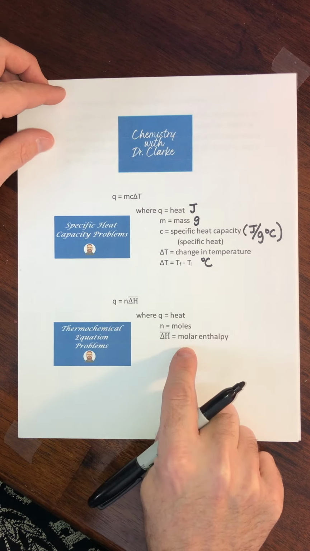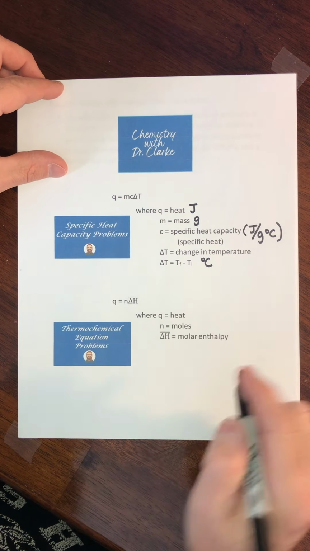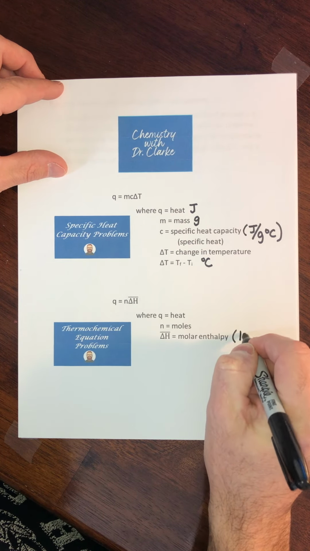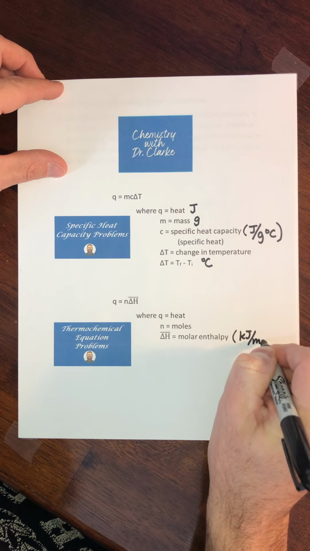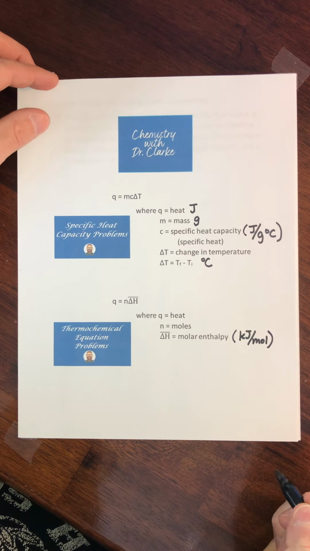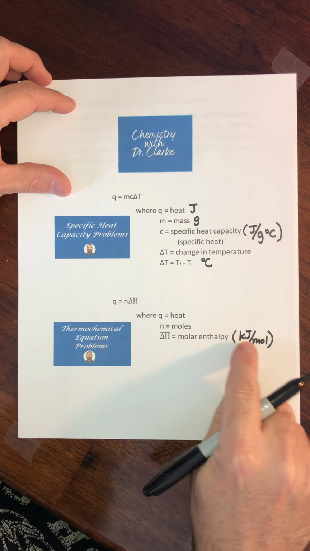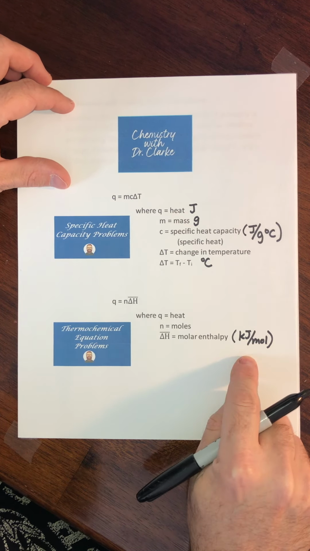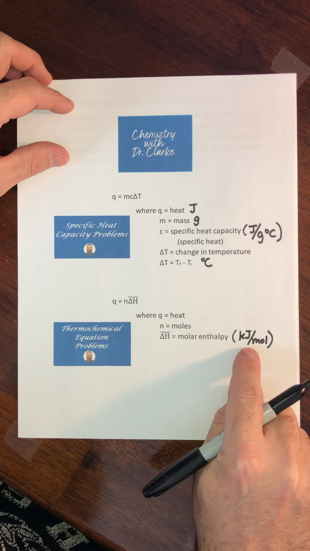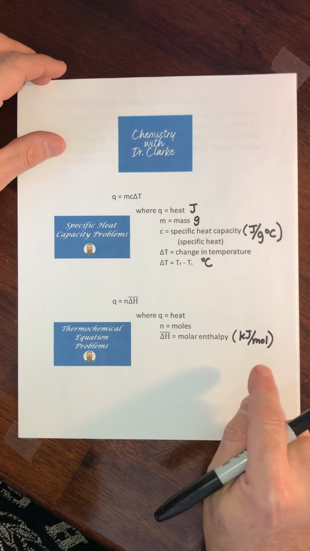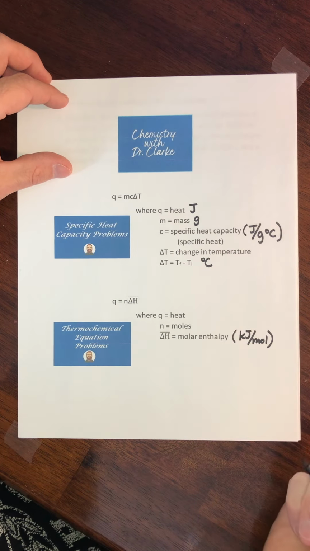This calculation down here, n is going to be your number of moles, and your delta H is going to be your molar enthalpy. Molar enthalpies tend to be listed as kilojoules per mole. That's the way we like to talk about them. Now, it can be calories per mole, it can be joules per mole. Again, the unit here is a little variable, but once you've chosen your unit here, you have to be consistent throughout the rest of the formula.